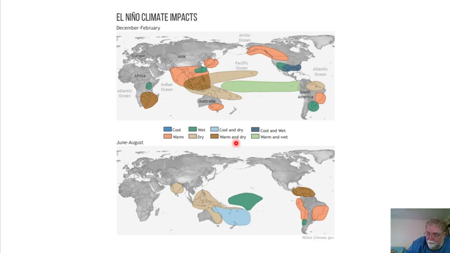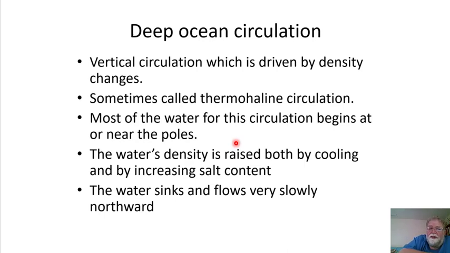And then there's also a vertical circulation in the world's oceans called deep ocean circulation. This is driven by changes in density. And it's sometimes called thermohaline circulation, and that's a word that I really like. Thermohaline. Here it is right here. Let me move my water so I can point. So here it is right here. Thermo, temperature; haline, salt, right? And so this is a circulation that's driven by changing the water's temperature and changing the water's salinity, which, as we know from our last lecture, are the two things that affect the water's density, right?